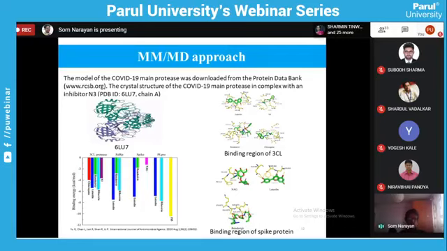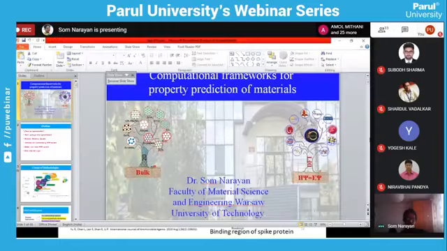So this is one of the papers where they have not done the MD simulation, but instead they took the XRD of 6LU7, which is a protease of the SARS-CoV-2 protein structure. So I can show you the database where, sorry.